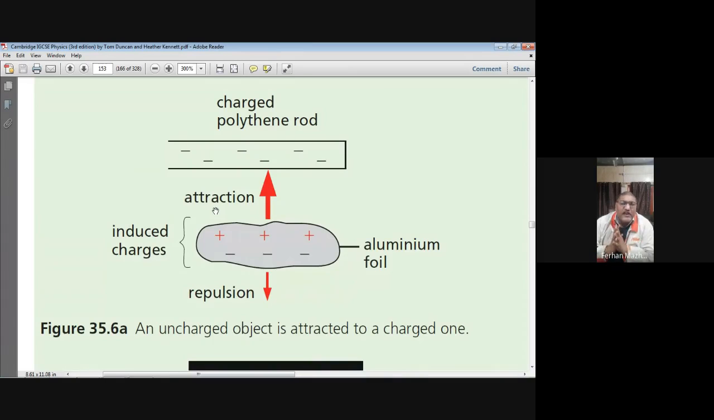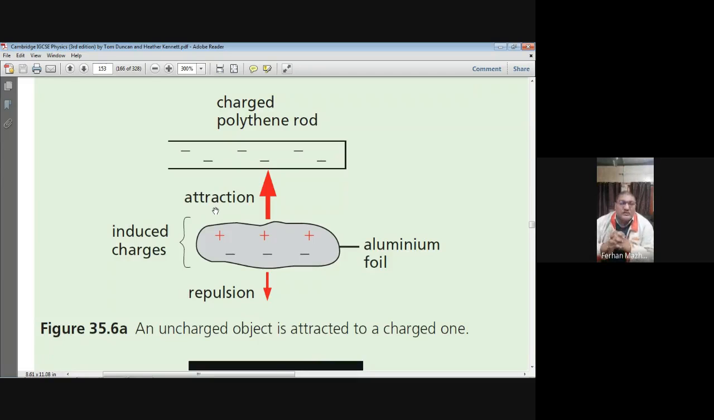The attraction is more in the case shown on your screen. The force of attraction between the negative and the positive is stronger as compared to the repulsion between the negative and negative. The reason is the distance, because the distance between the top and the polythene rod is smaller, so the attraction will be stronger.